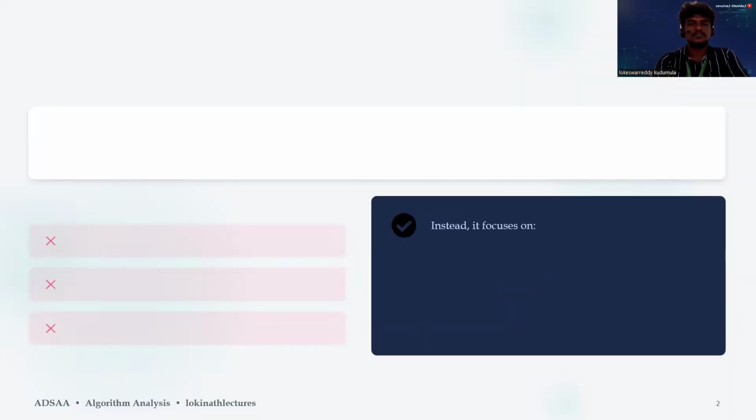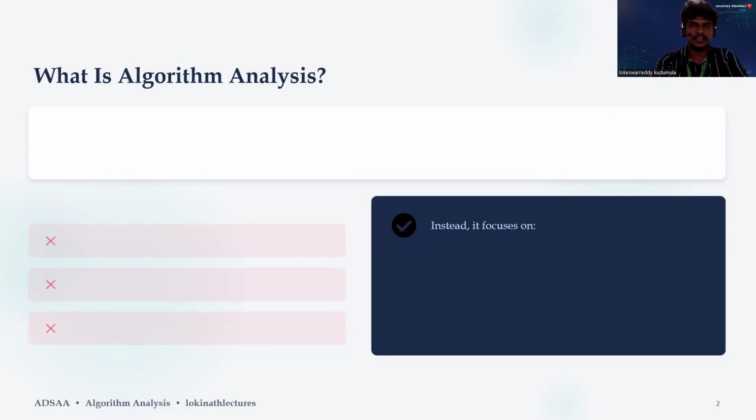So what is algorithm analysis? What is an algorithm? We previously discussed what is meant by algorithm in tutorial one. Algorithm means it's a step-by-step process. These are all the things that were discussed in tutorial one. In this tutorial, we are completely discussing the analysis of algorithms, like algorithm analysis.